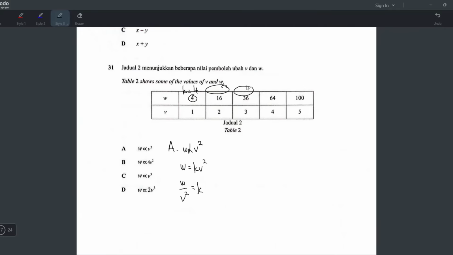But you have to try with everyone here. And if semua bagi jawapan sama, that means that's the answer. Dia kena semua sama, baru boleh bulat yang tu. Okay, let's try to find K from here using the same method.